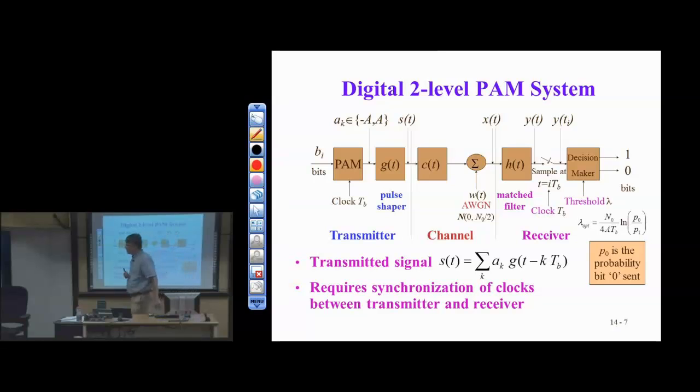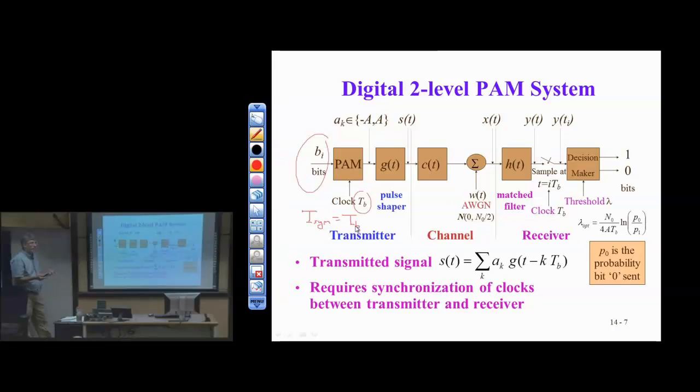All right, so let me put this together in a block diagram. Really, this is a 2-level PAM system, and now we're going to use a more complicated channel model. We start with a stream of bits, B sub I, with a clocking of the bit duration. Since it's 2-level PAM, the symbol time is equal to the bit duration. It's just 1 bit per symbol.